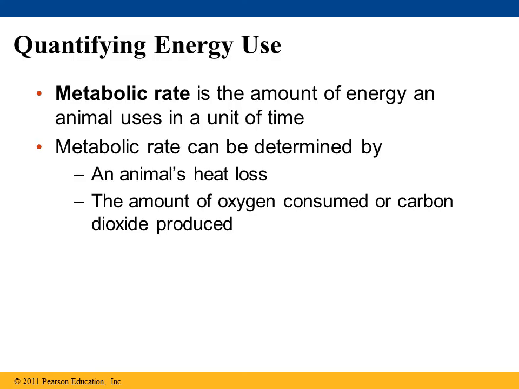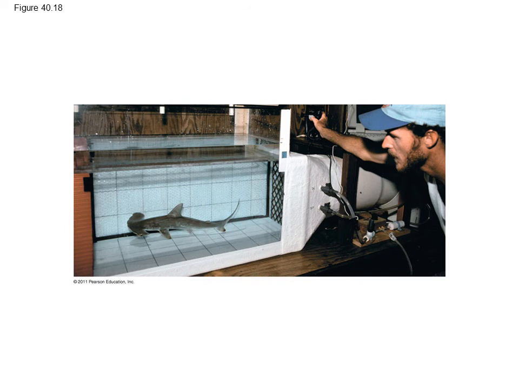So, metabolic rate of an animal is the amount of energy an animal uses in a unit of time. The metabolic rate can be determined by an animal's heat loss and the amount of oxygen consumed or carbon dioxide produced. So figure 40.18 shows a tank that measures the rate of oxygen consumption by a swimming shark, so the metabolic rate can be determined.